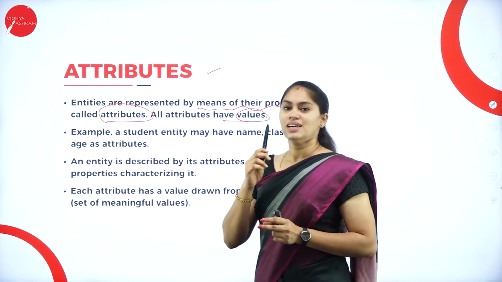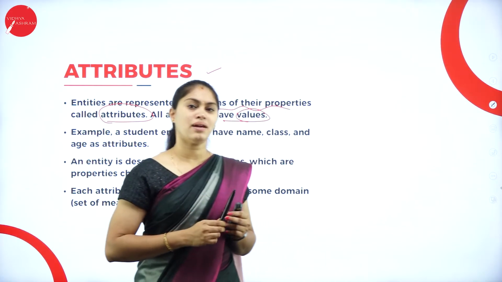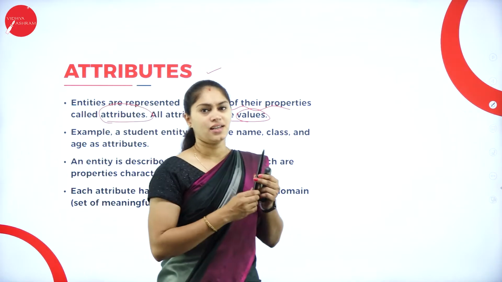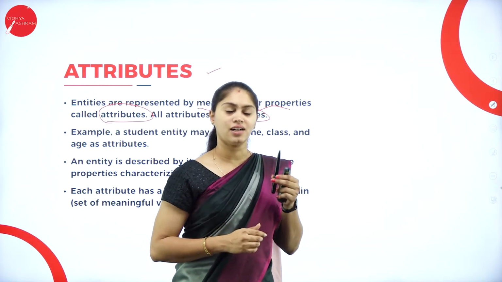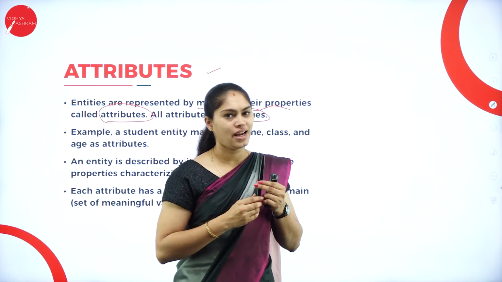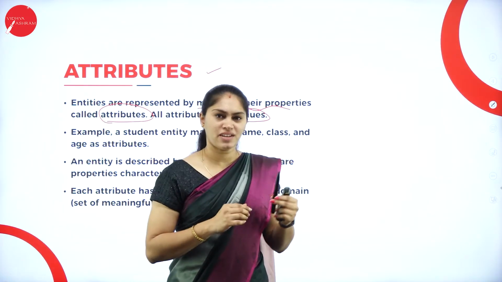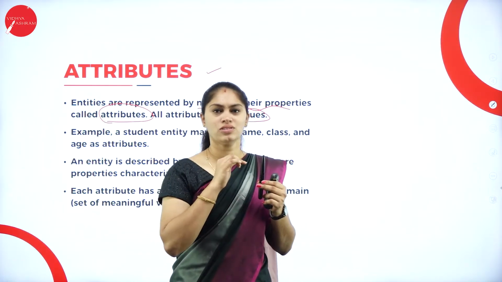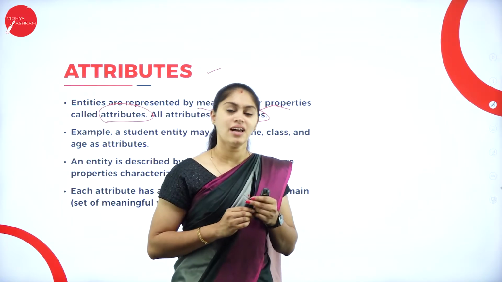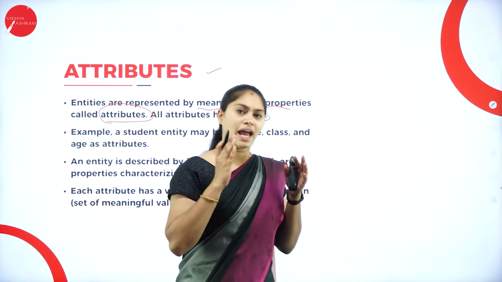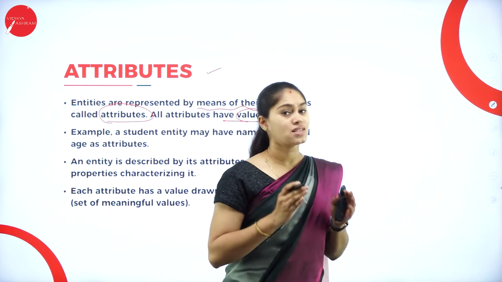If I say this digital pen is an entity, it has a name, it has a color, and what is the value of this color? It will be black. If I say manufacturer, it will give some value with respect to its brand, and it has cost. So every attribute will have its value.